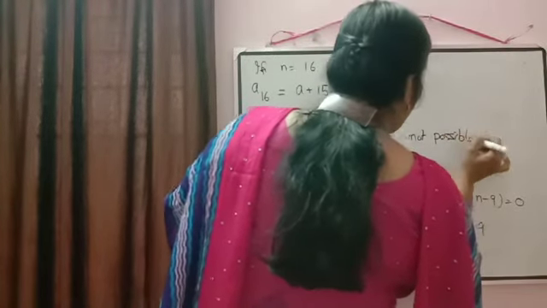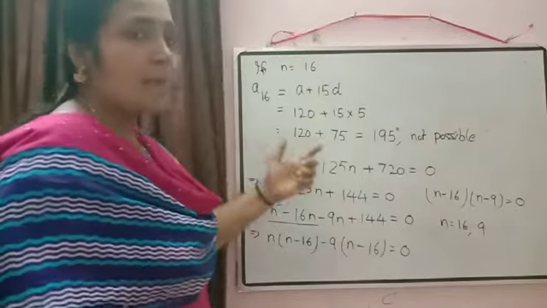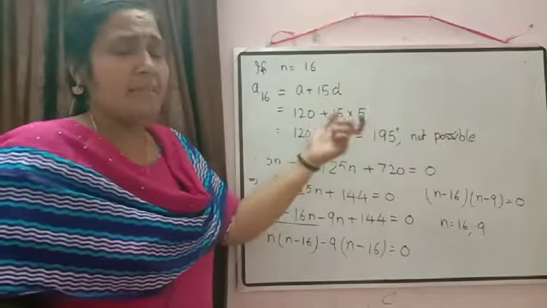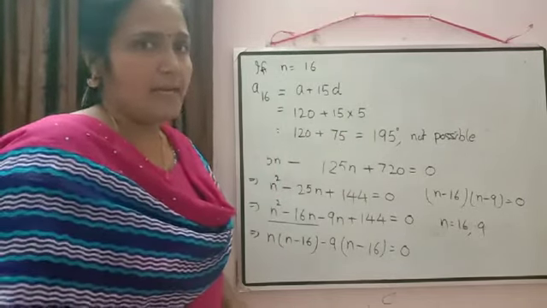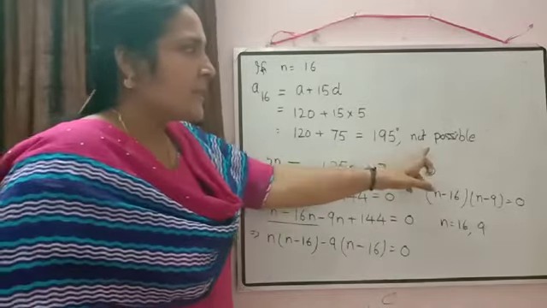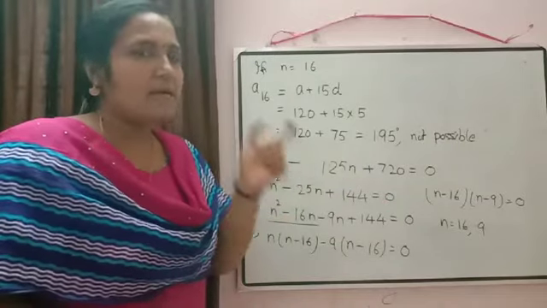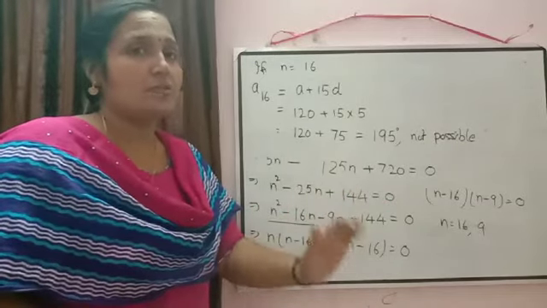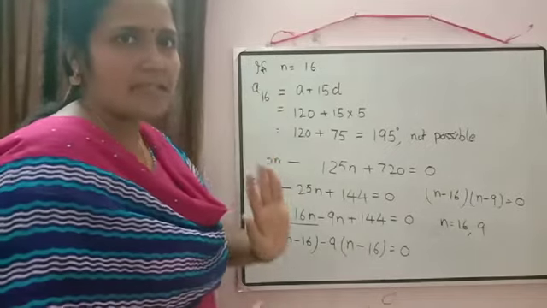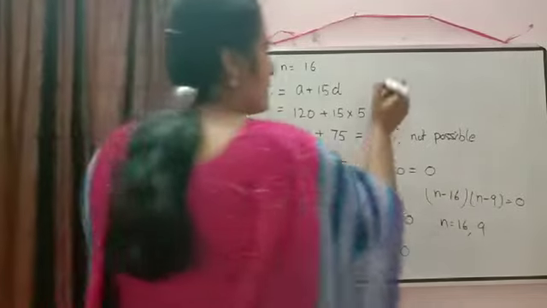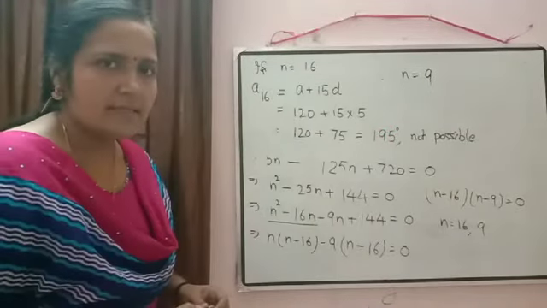195 degrees is not possible. You might be thinking, why is 195 degrees not possible? Because in a polygon, the measure of any interior angle should be less than 180 degrees. So you can write down the reason: this is not possible because in a polygon, the measure of any interior angle should be less than 180 degrees. So n is equal to 16 is not possible. Therefore you can write down the answer, n is equal to 9. I think this is clear.